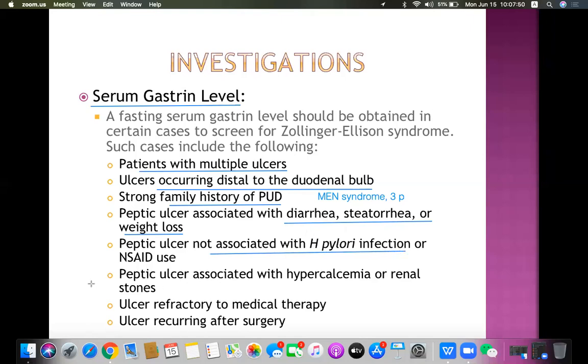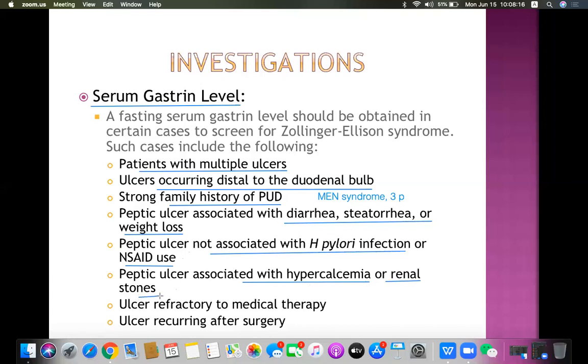Another one, peptic ulcer which is not associated with H. pylori infection or NSAIDs. There is no history of NSAIDs, and there is no evidence of Helicobacter pylori infection. You cannot confirm it. Probably this may be caused by Zollinger-Ellison syndrome, so we need to confirm the gastrin level. Peptic ulcer which is associated with hypercalcemia or renal stone.